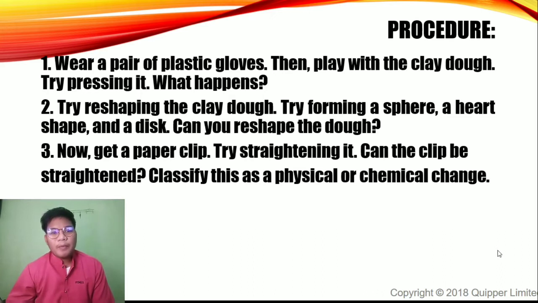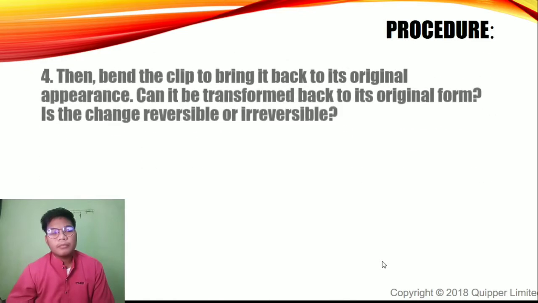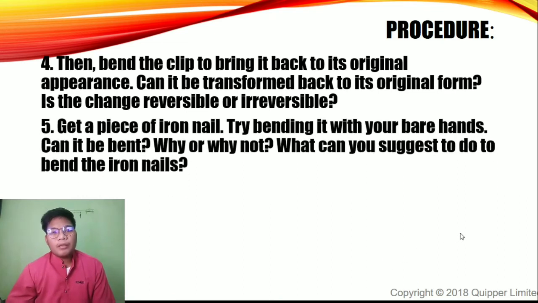Now, get a paper clip. Try straightening it. Can the clip be straightened? Classify this as a physical or chemical change. Write your observation and answer on a sheet of paper. Then bend the clip to bring it back to its original appearance. Can it be transformed back to its original form? Is the change reversible or irreversible?